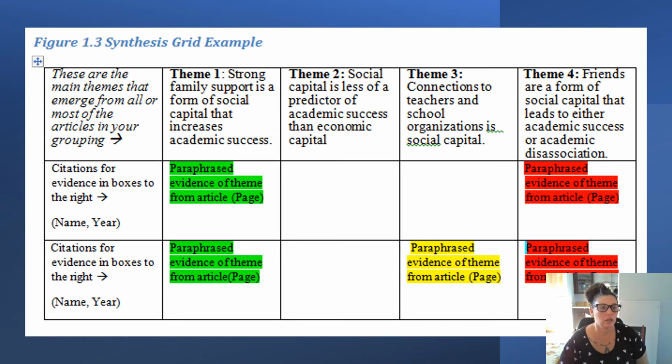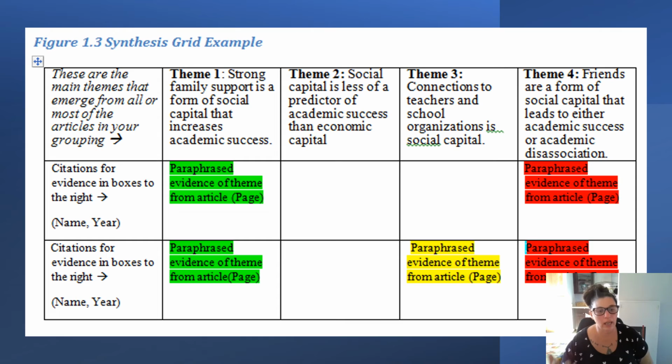Okay, so I have four themes here. These are the main themes that emerge from all or most of your articles that you were grouping. So maybe I had 10 articles. Here I'm only showing two. Here I would put the citation for every article, and this is essentially the quotes or the paraphrased evidence for this particular article. So this is article A, this is article B.